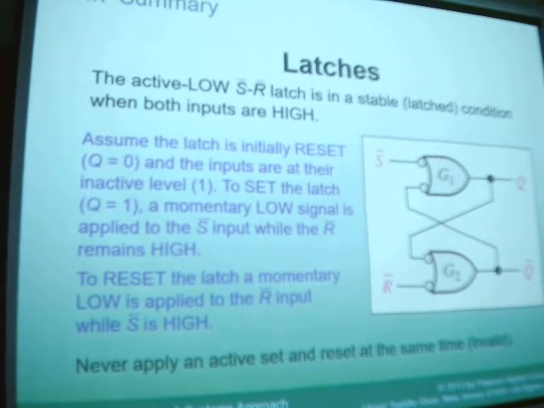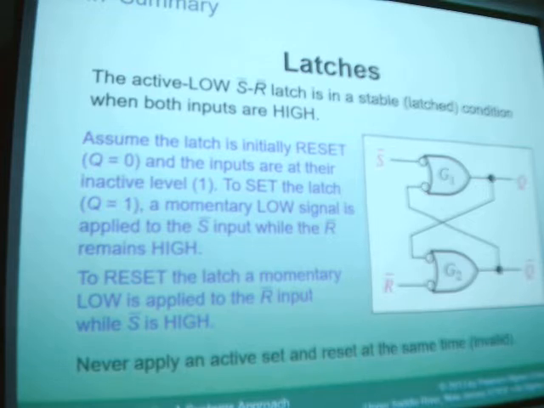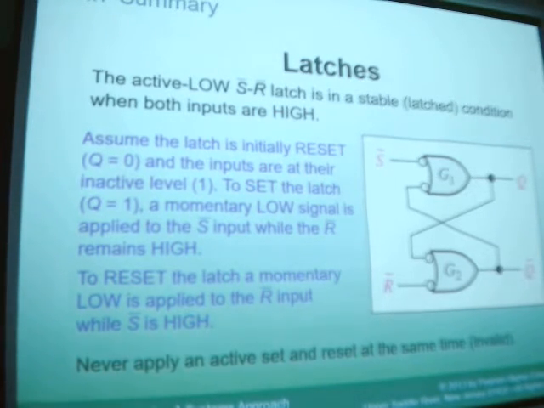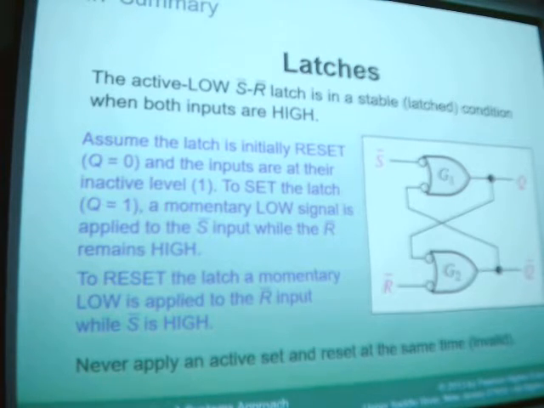R equals 0 and S bar equals 0. R bar equals 1. Then Q equals 1, Q bar equals 0. Because S bar equals 0, so S equals 1. Right? S equals 1. Then Q equals Q.